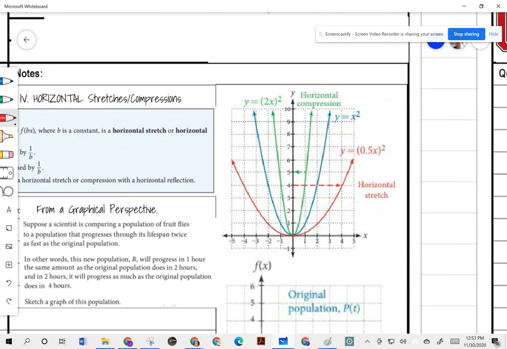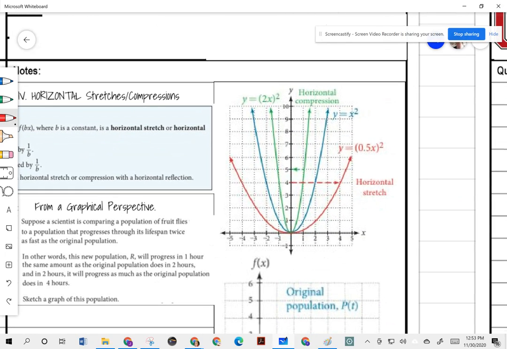All right, so in this video, we are focusing on horizontal stretches and compressions. So this is what I want you to do: when you're talking about horizontal, you're talking about the x coordinates. Okay, so I need you to be looking at the graph from a left to right direction. So if you notice this blue parabola right here, that is going to be like my parent function.